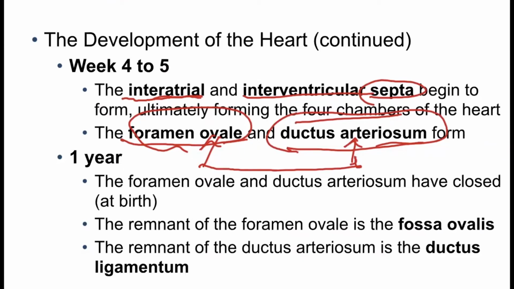Okay, so they both close at birth. The remnant is the fossa ovalis. That's what that's called. The closed portion is that little tissue. It's called the fossa ovalis from the foramen ovale, and the ligamentum arteriosum is from the ductus arteriosus. Those are the remnants on the heart, the tissue that's there where those shunts have slammed shut.